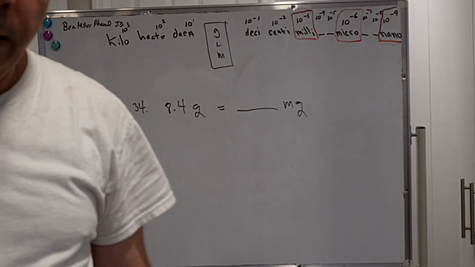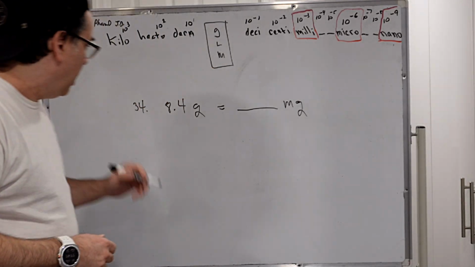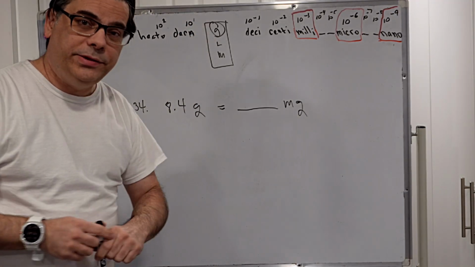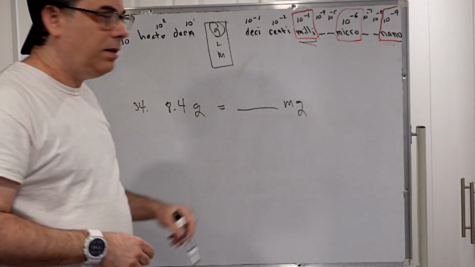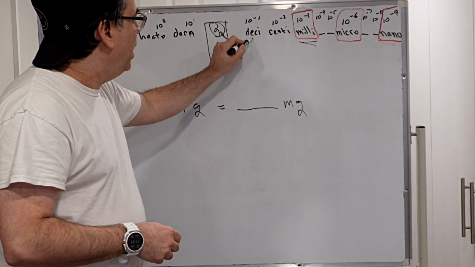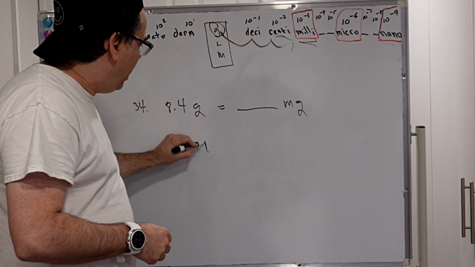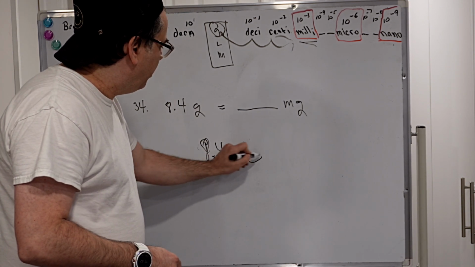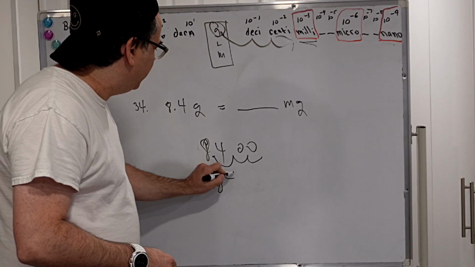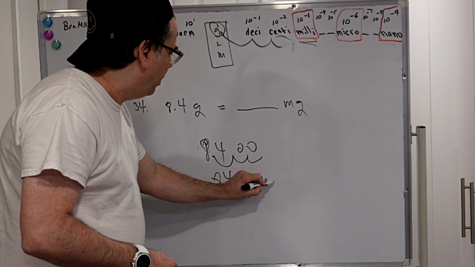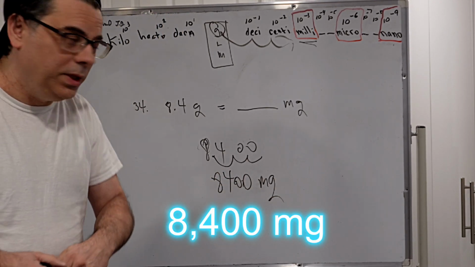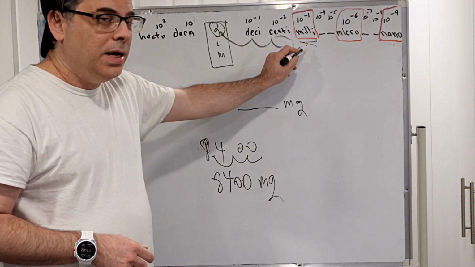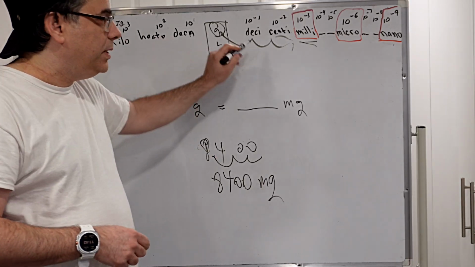34 is next. Okay, question 34. 8.4 grams is how many milligrams? So again, grams is over here. It's your base unit. Milli is over here. We move 3 to the right. 1, 2, 3. So we have 8.4, 1, 2, 3. That gives us 8,400 milligrams. All you do is move this decimal point 3 spaces to the right because we go from grams to milligrams.